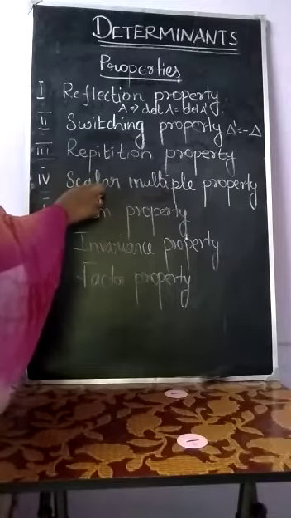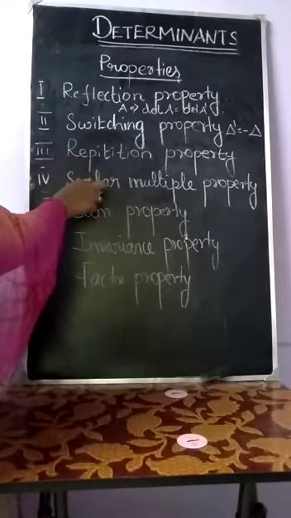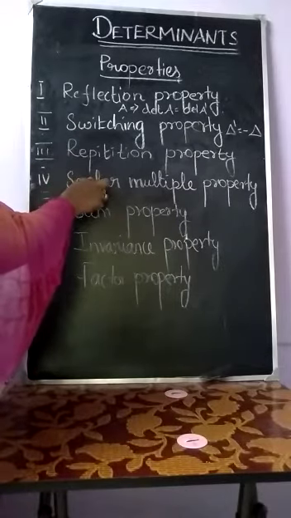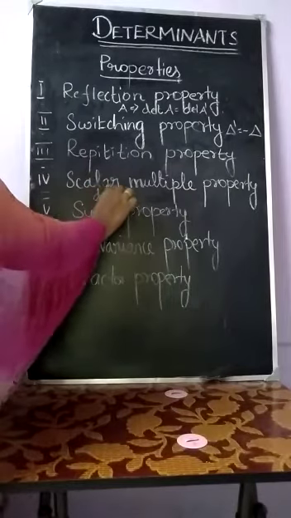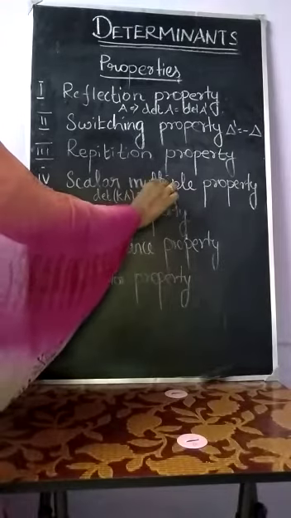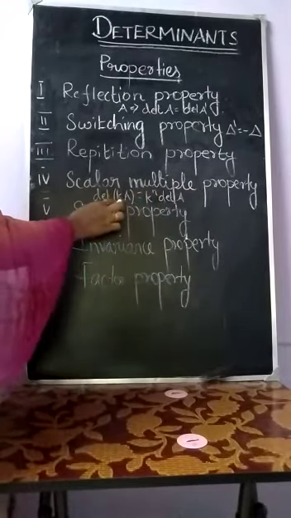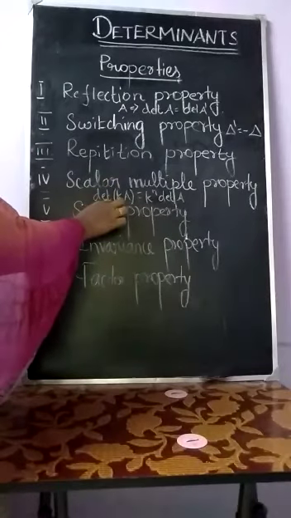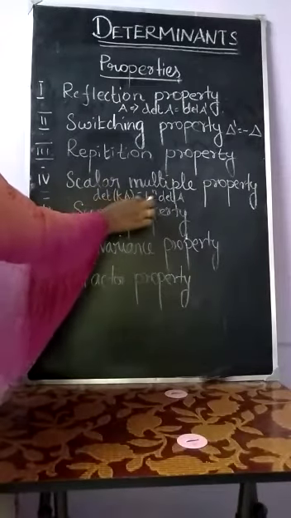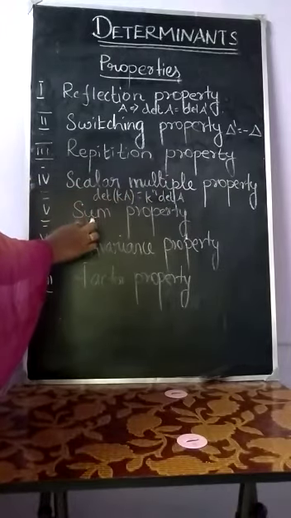The next one, scalar property. If each element of a row or column is multiplied by k, then the value of its determinant is multiplied by the scalar k. That means the determinant of kA is equal to k power n into determinant A. We have to multiply all the elements of the matrix by any value, and we get k power n into determinant A. That's all.